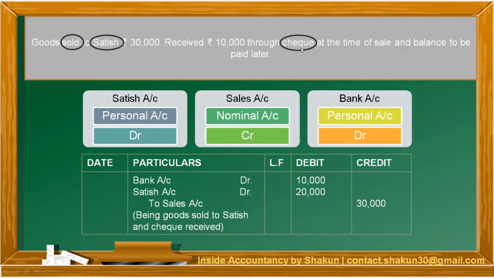And check, that is bank account, being a personal account, is debited because we are receiving a check. Bank is the receiver. So bank is debited with the amount that we have received a check of. Satish is debited with the balance which is yet to be received because of these sales. Satish is our debtor for rupees 20,000 now. Out of 30, he has paid 10, so 20,000, for 20,000 he is a debtor. And to sales, the total sales were 30,000.